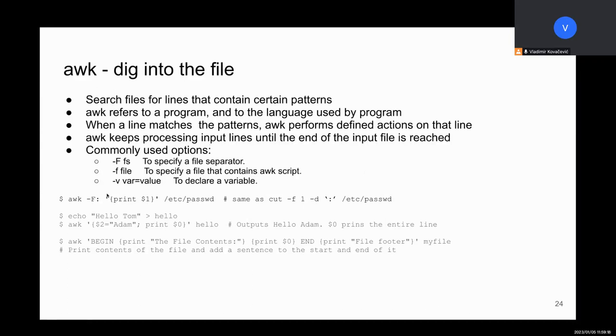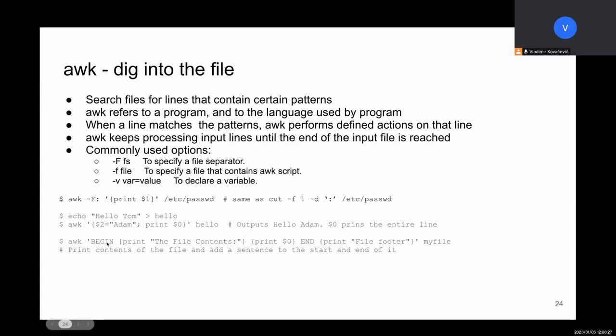So here is the example, awk -F: '{print $1}'. $1 represents the first word in the line from this file. So it's basically the same as cut -f. It cuts the first column, where the colon represents the separator for the file. Also here we can replace the second word, which is Tom, with Adam. So this command will, for a file containing hello Tom, actually print hello Adam. And $0 prints the entire line. So we change the second word to Adam, and then we get hello Adam.